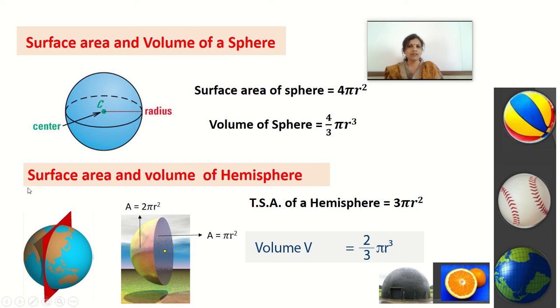Now suppose if I cut the sphere from the center with a plane, it is separated into two parts. Each part is called a hemisphere. So the surface area and volume of a hemisphere.